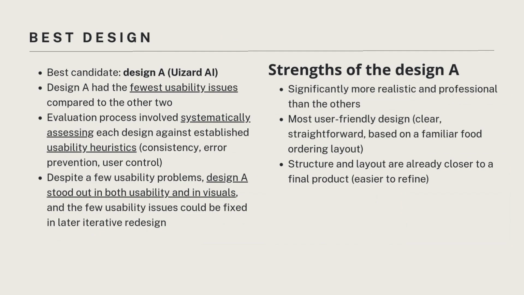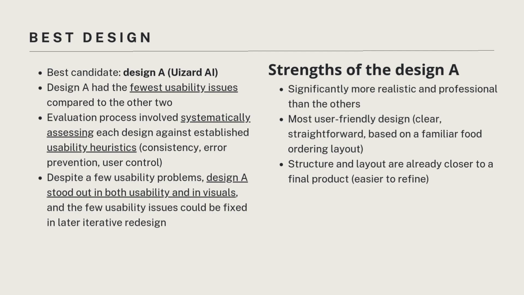Based on this heuristic evaluation phase, we chose the best design among three candidates, and the best one was Design A, generated by Uizard AI. Design A had the fewest usability issues compared to the other two designs, and the evaluation process involved systematically assessing each design against established usability heuristics, consistency, error prevention, and user control. Despite a few usability problems, Design A stood out in both usability and visuals, and the few usability issues could be fixed in a later iterative redesign.